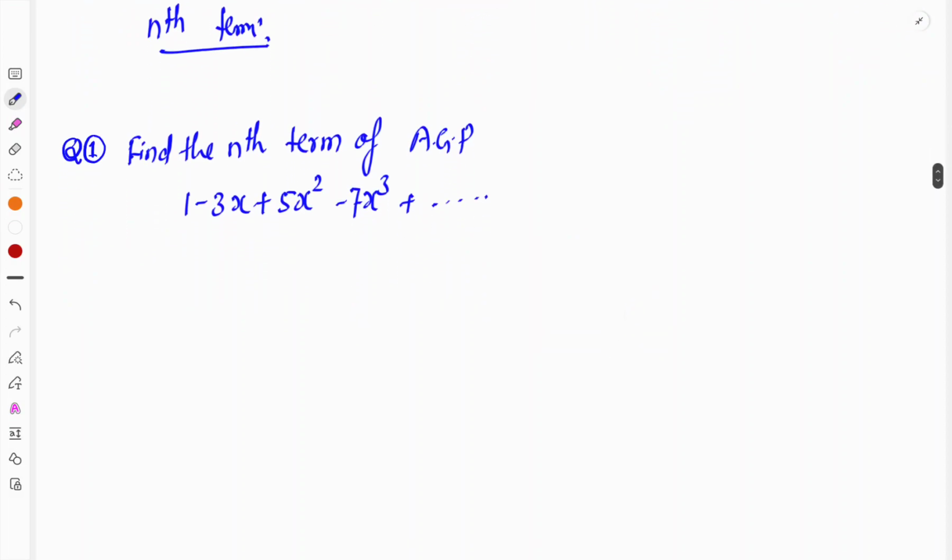The first question is saying: find the nth term of the AGP 1, minus 3, 5, minus 7. First of all, let's look at the terms: 1, minus 3, 5, minus 7. The next will be 9, correct? Let's see whether it is in AP or not. Minus 3 minus 1 becomes minus 4, minus 5 minus (minus 3) becomes plus, so what does it become?